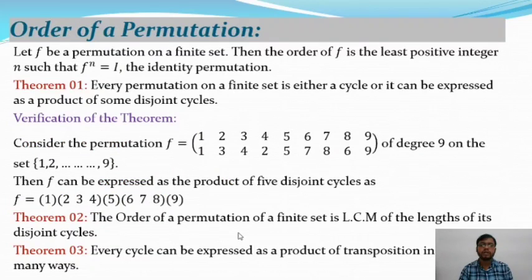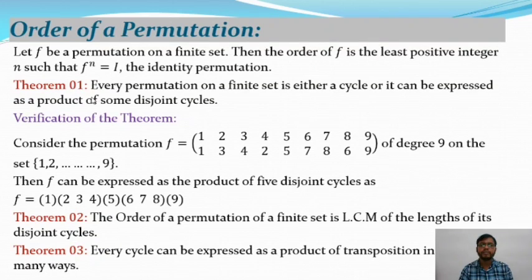So after that we will discuss the order of a permutation. Okay, so let f be a permutation on a finite set, then the order of f is the least positive integer n such that f to the power n is equal to I, where I is the identity permutation and n is the order of the permutation, and n is the least positive integer such that f to the power n is equal to I.